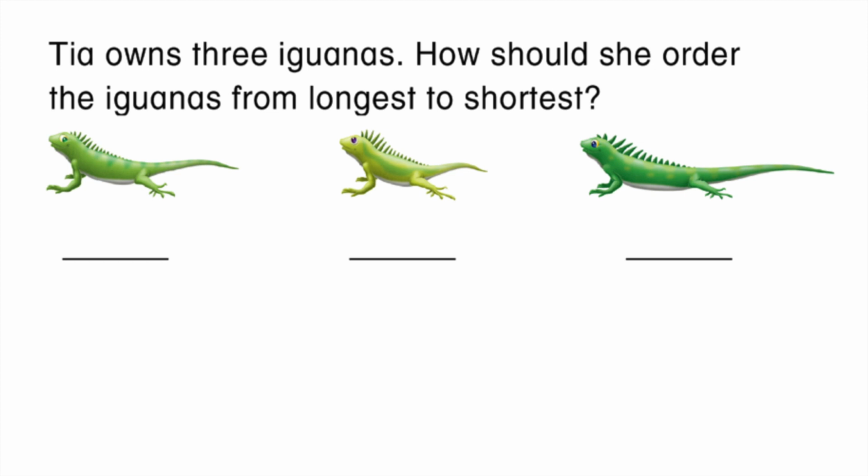Tia owns 3 iguanas. How should she order the iguanas from longest to shortest? Place a number 1 on the longest iguana, a 2 on the one that goes in the middle, and a 3 on the shortest. Okay, go ahead and do it.